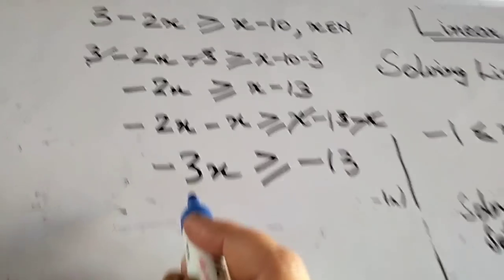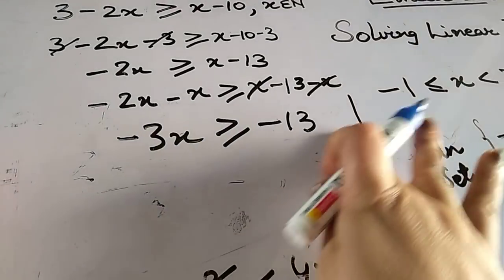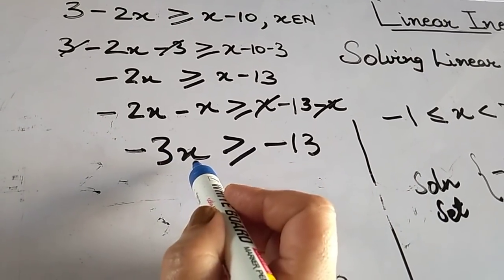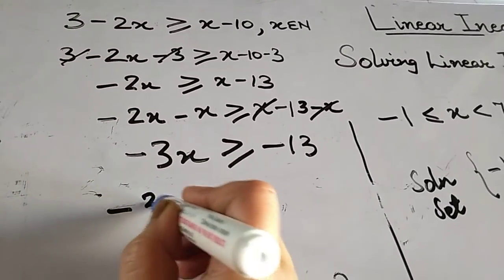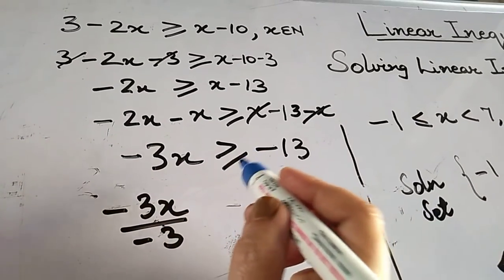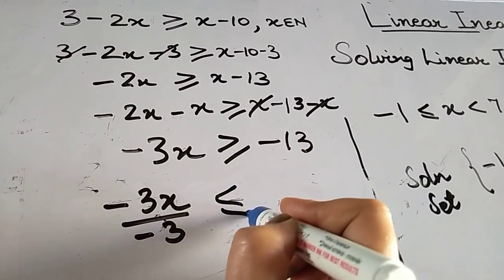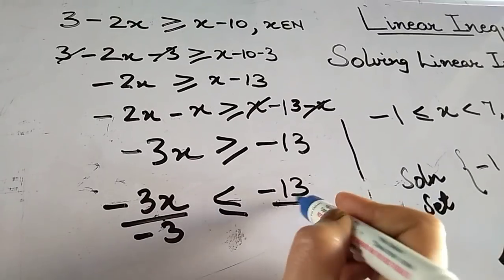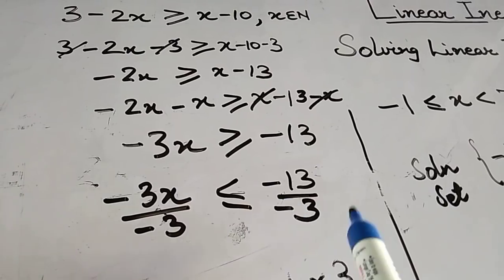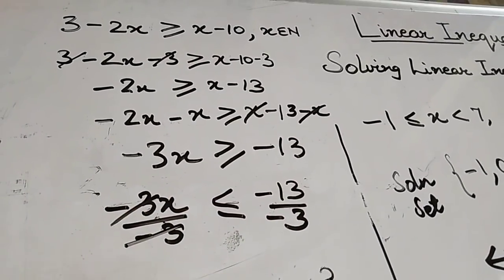Now see, this is a negative number. To remove this minus 3, I will have to divide both sides by a negative number, by minus 3. And when I divide by minus 3, what will happen? Tell me. Yes, the sign of the inequality reverses. Clear? Yes, I am dividing both sides by minus 3. Now see, this minus 3 cancels.